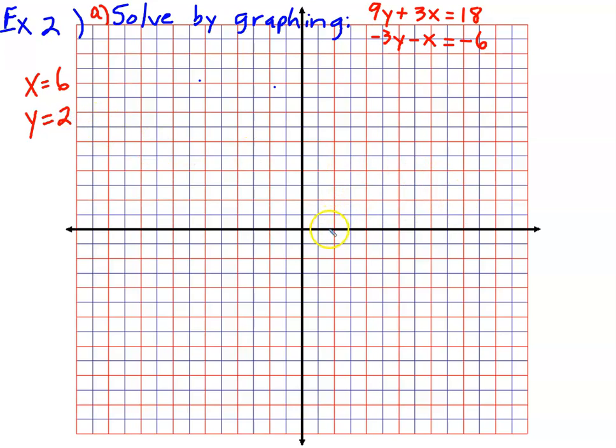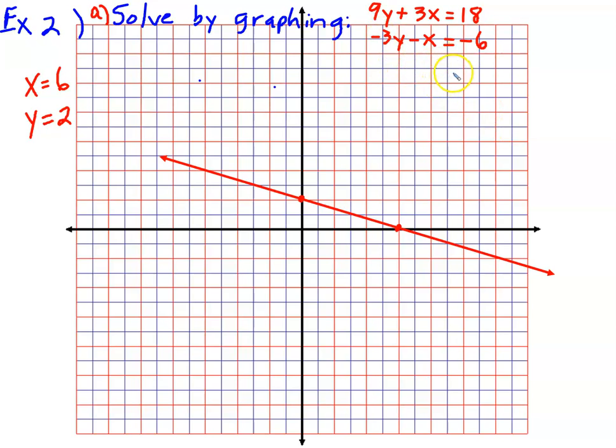Okay, so I just need those 2 points. X is 6, y is 2. And just grab my straight edge. For you, it'll be a straight edge. For me, it's just going to be trying to line these 2 points up and get a running start. And there is the graph of the top equation.